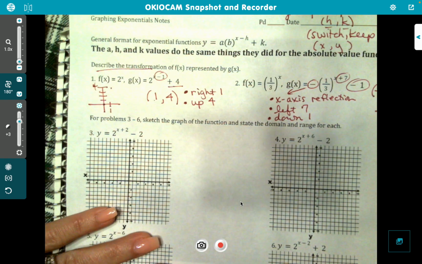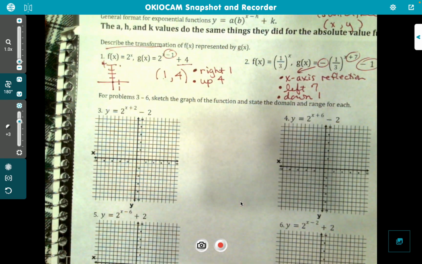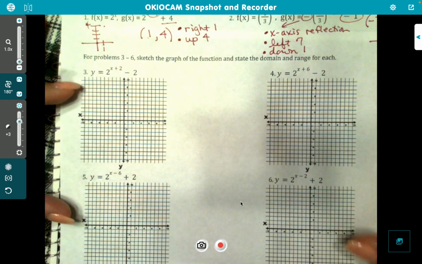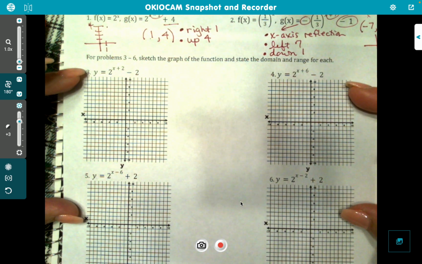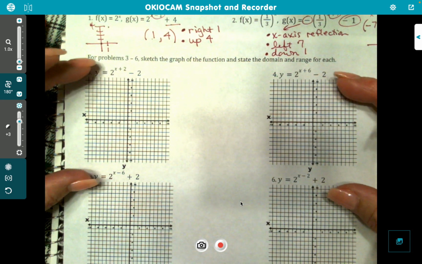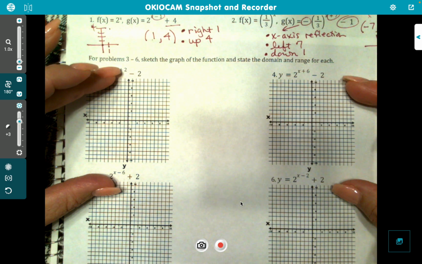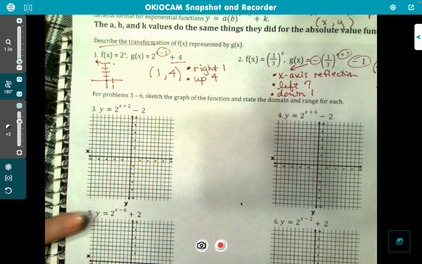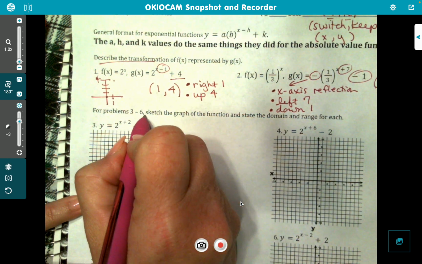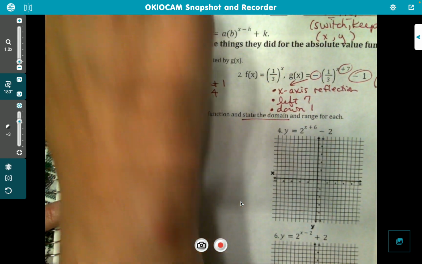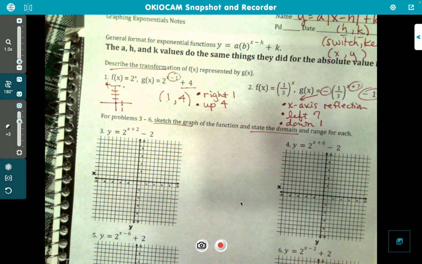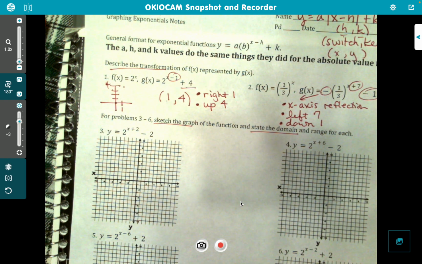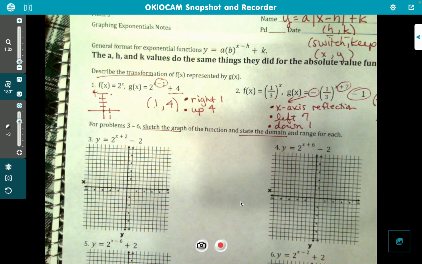So now for number 3, for 3 through 6, if you take a minute to look at these, you'll notice that all of them have y equals 2 to a power, and then a k value after it, okay? So what I want you to do is we're going to sketch them, and then we're going to state the domain and range. So in order to sketch them, first and foremost, we should know what the parent function looks like.